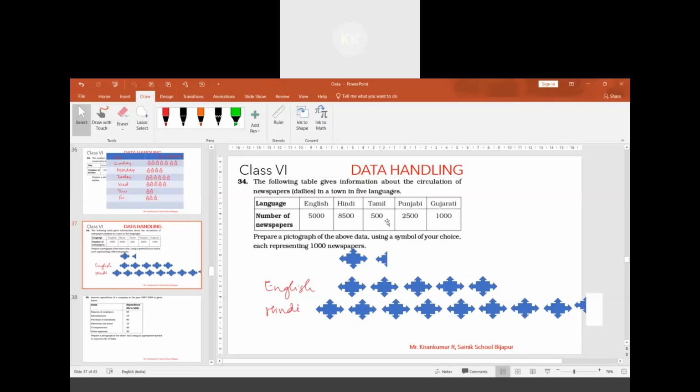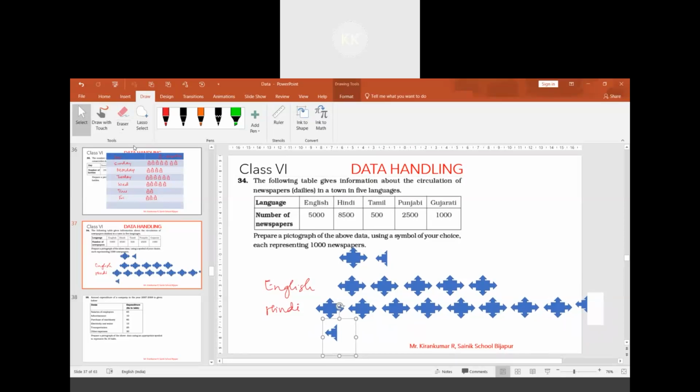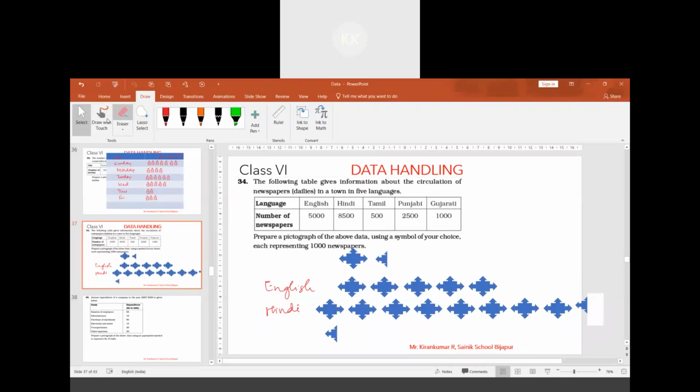For Tamil, it is only 500. So only this half symbol should be used. This is for Tamil. Next is Punjabi. So 4 such symbols and one half symbol. For Gujarati, this one symbol. Isn't it easy? Yes, sir. Very easy.